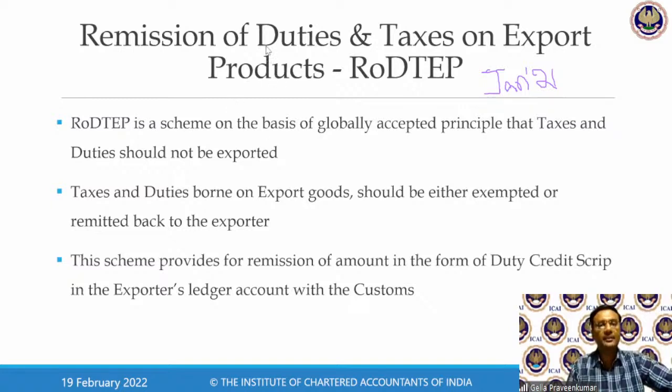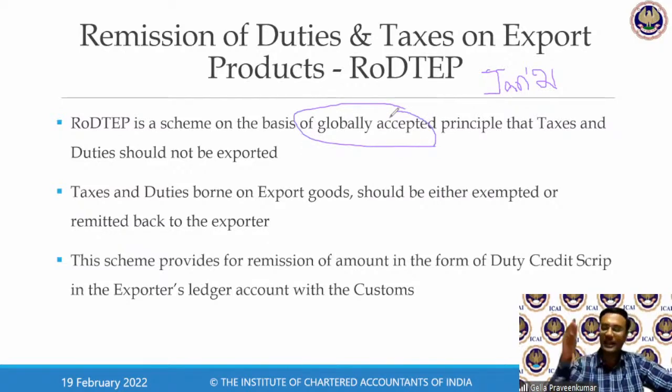Any duty, any tax which is paid on the products which are exported, they wanted to give it back by way of a remission. How does this happen? This is a globally accepted principle. The goods can be exported, services can be exported, but not the local taxes per se. Keeping that in mind, this principle of remission of duty and tax on export products was launched.